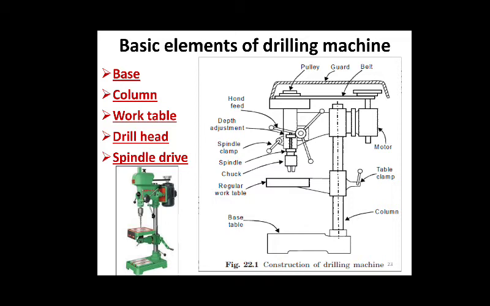Third element, work table. It is mounted on the column. It may be round or rectangular in shape. It is used for clamping the workpiece directly over the face and is provided with T-slots. It has vertical as well as swing or circular motion.